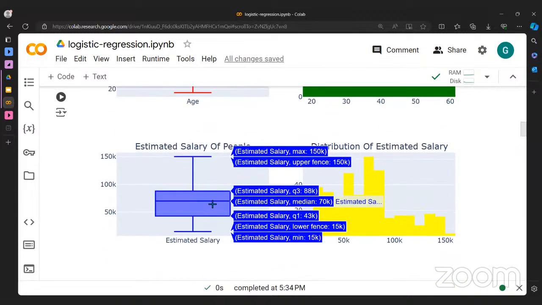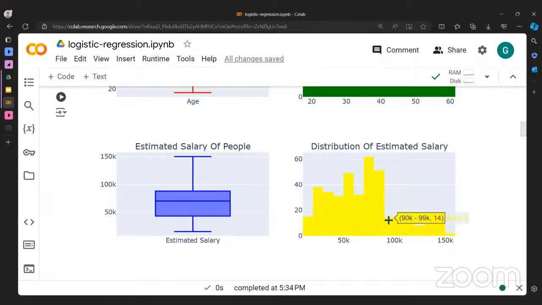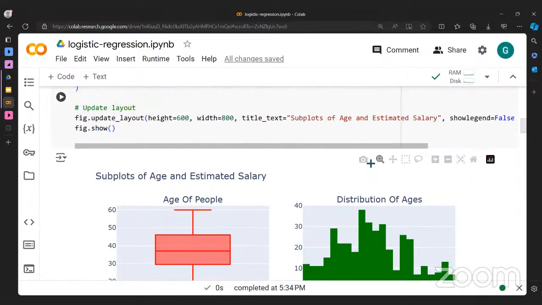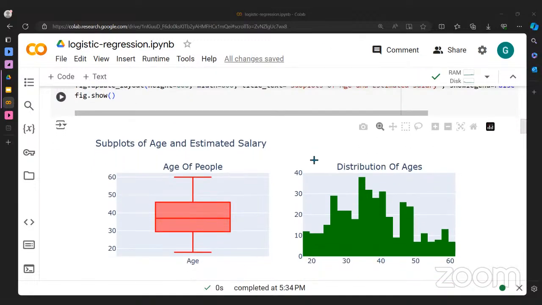Estimated salary, again the box plot. We have no outliers. People earn within this range more, 52 of them. But this is just a very minor EDA. I wanted to do something different today, so we have a little idea about the data, just to have an insight into it.